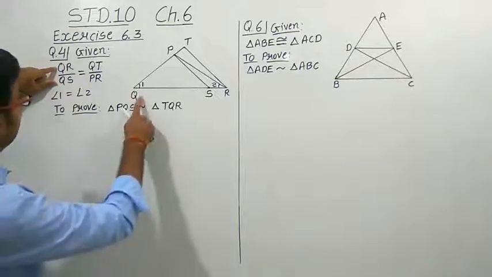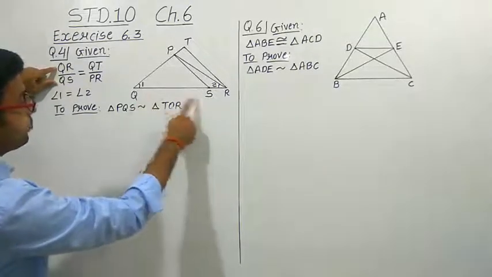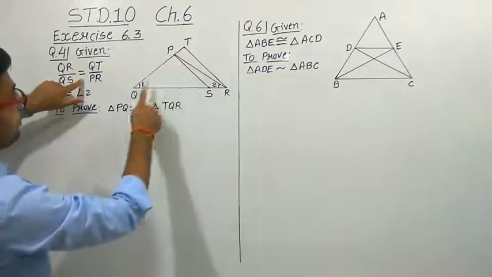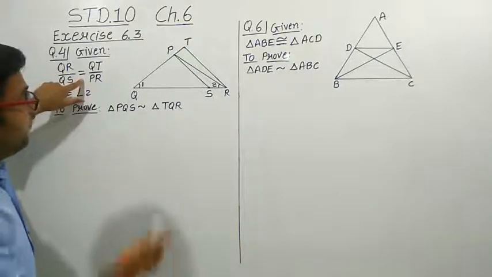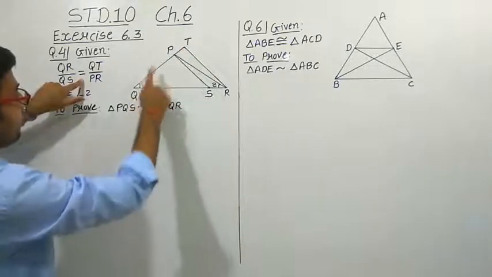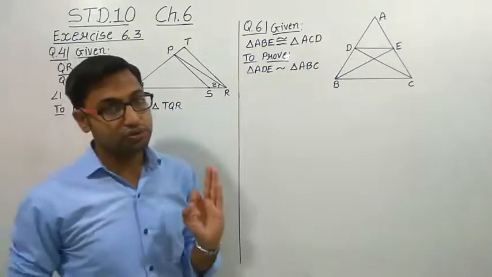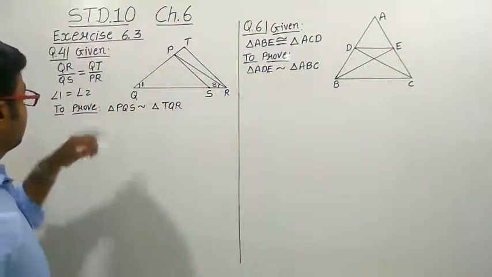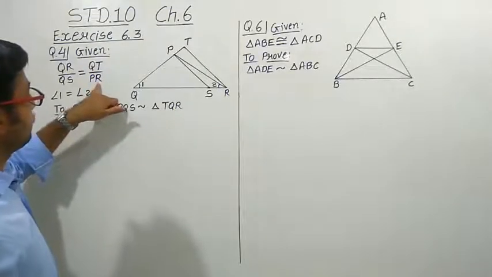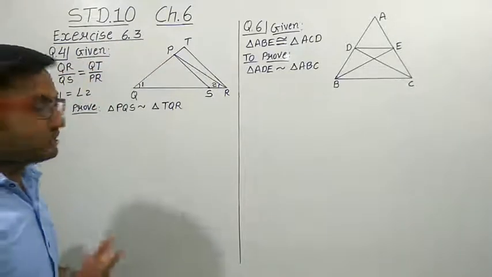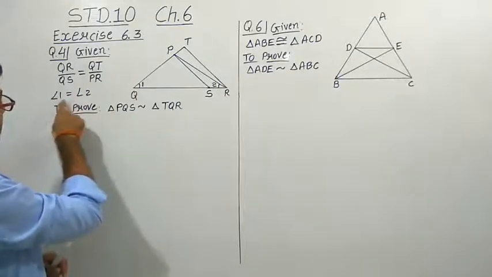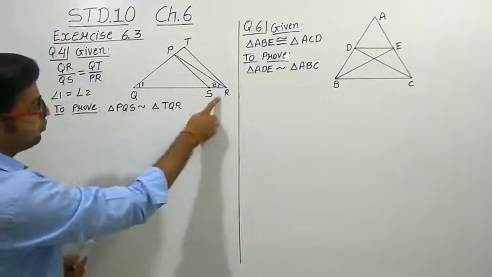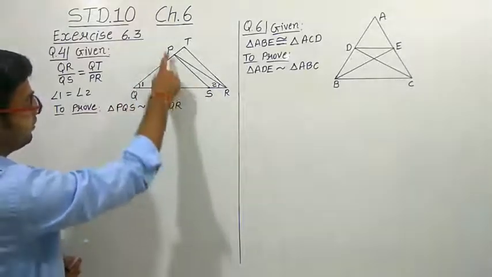Here it is given that QR upon QS is equal to QT upon PR. If it were given as QT upon QP, then we could use theorem number 6.2. So how can we use that? We have to replace this PR with PQ. How can we replace it? We have been given the condition that angle 1 is equal to angle 2. Now see, angle 1 and angle 2 are both angles of triangle PQR.